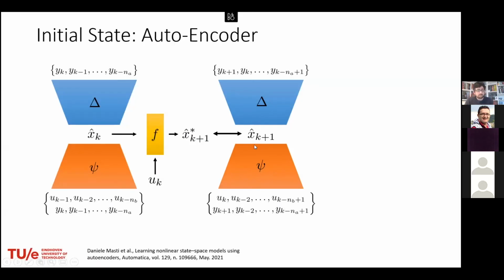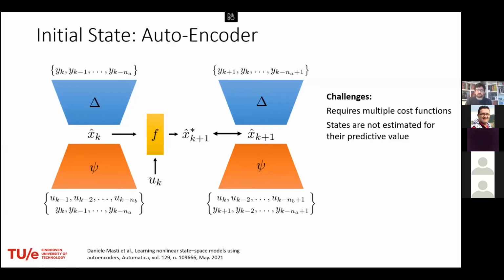Now, this is one way to go, but it has, according to me, some challenges. It requires multiple cost functions. When you start to model the state space equations like this, you need to combine your cost function from at least 3 different terms. And the states are not estimated really to do a long-term prediction of the system. It's only a one-step-ahead prediction that is taking place. So how can we improve this? Can we make this more straightforward?